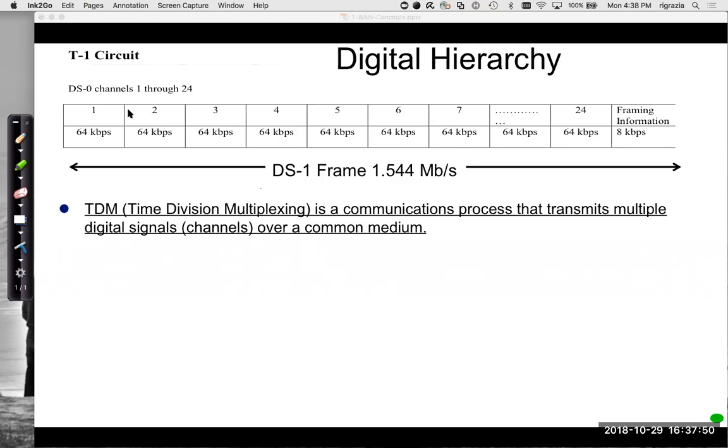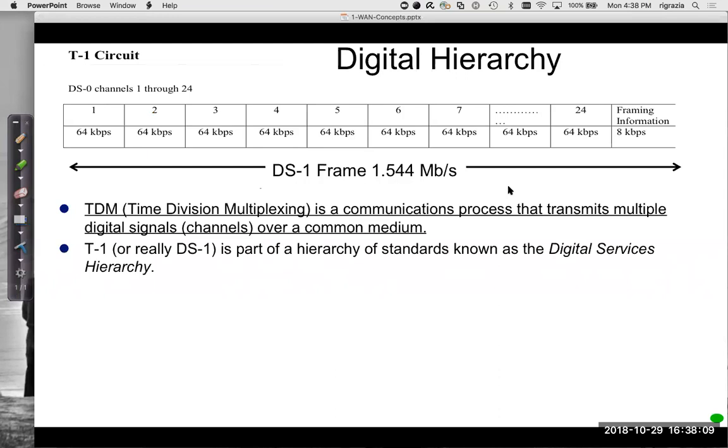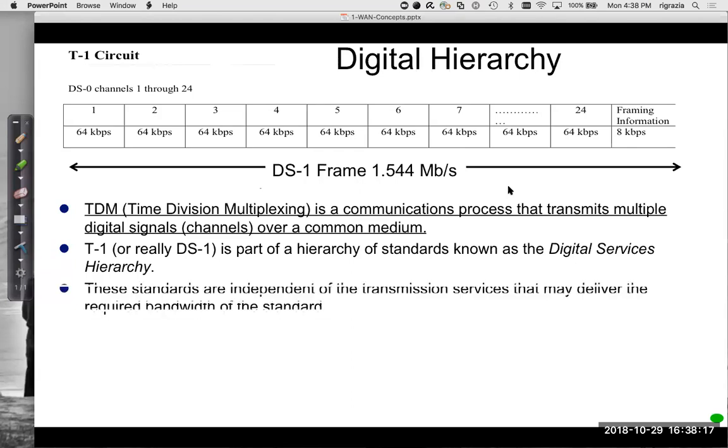So the phone company created a way that they could multiplex and send 24 channels, 24 voice conversations, digitally at the same time over a single circuit. So T1s are really a DS1 because it's part of what's known as a digital services hierarchy.